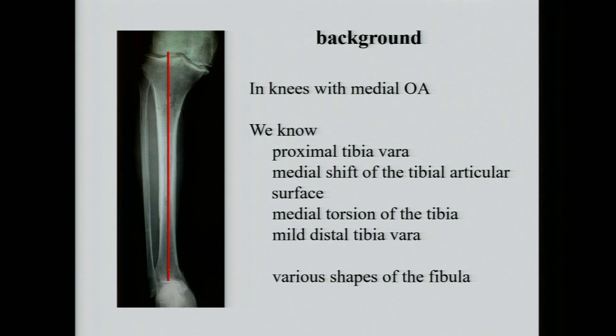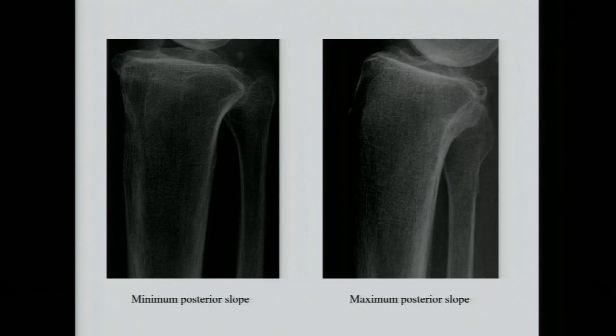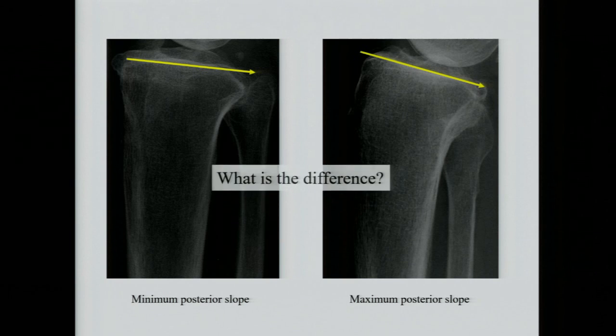So in the coronal plane, in knees with medial OA, we know the tibia has proximal tibia vara with the medial shift of the tibial articular surface, like that. So how about the sagittal plane? One case has a minimum posterior slope, and another one has the maximum posterior slope. So do you know what is the difference?